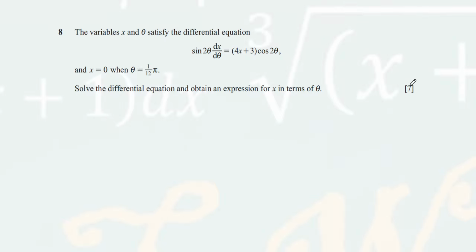Next question, number 8. The variables x and theta satisfy the differential equation sine 2 theta dx d theta equals 4x plus 3 times cos 2 theta, where x is 0 and theta is 1 over 12 pi. Solve the differential equation and obtain the expression for x in terms of theta. That means x as the subject. Okay, so rewrite the differential equation.